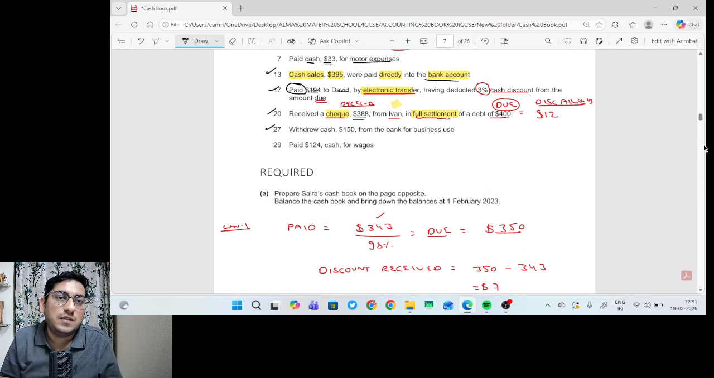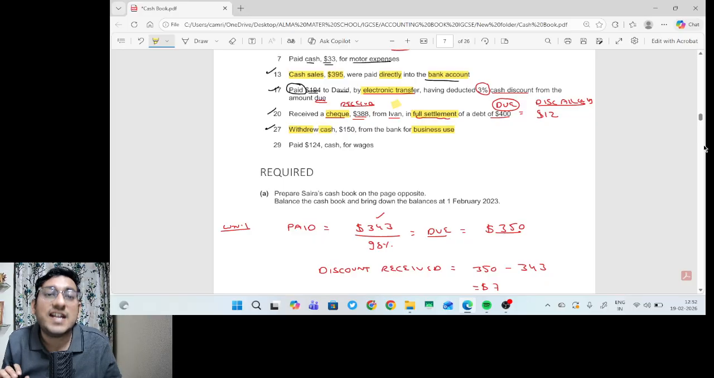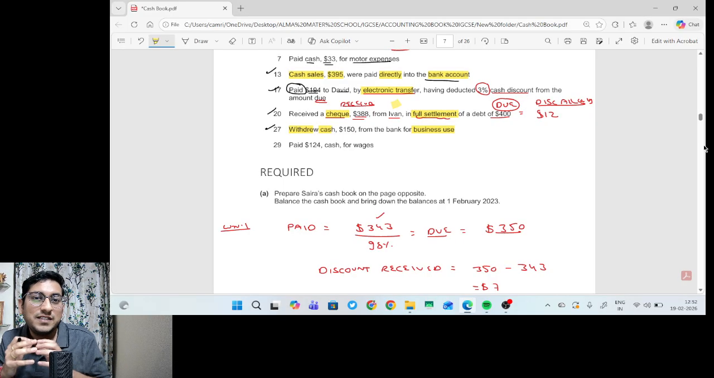27th of January. Withdraw cash $150 from bank for business use. This is very, very important. We have withdrawn cash from the bank account for business use. So can I say this is called a contra entry? Contra entry means when we withdraw money from the bank account and put it into cash, right? So this money does not go anywhere. This money does not flow out of the business. It only changes mode. We have withdrawn money from the bank and increased our cash balance, right? So this transaction is called a contra transaction.